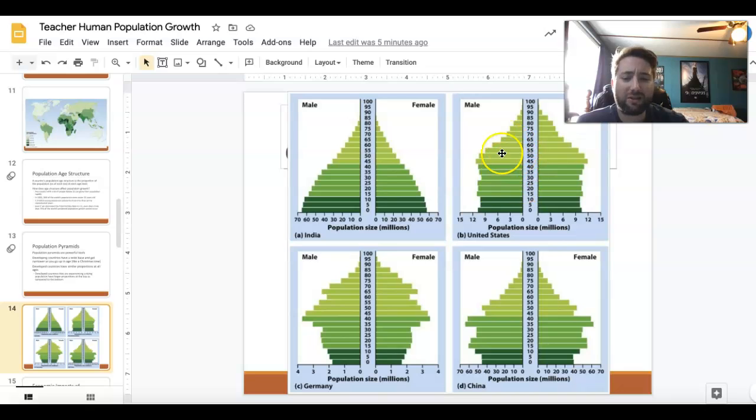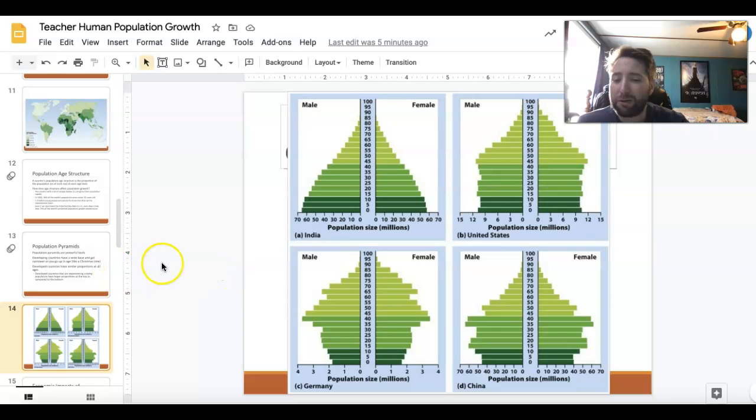This is the United States. This is what they would call a stable one, where it's kind of like a general population. There aren't really that many standout things. Germany is also going to have that stable population structure, and then China looks like it's going to have a lot of aging people in the near future.